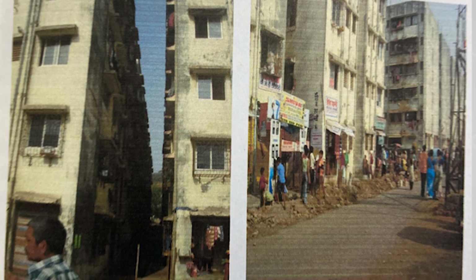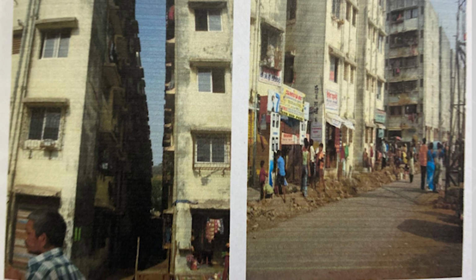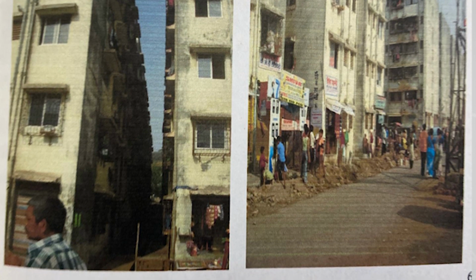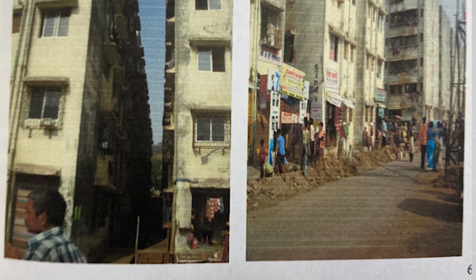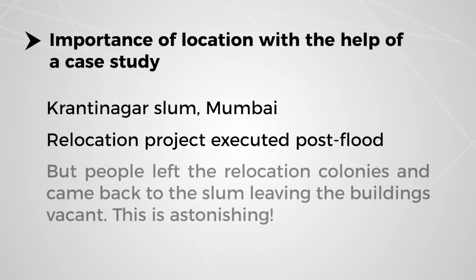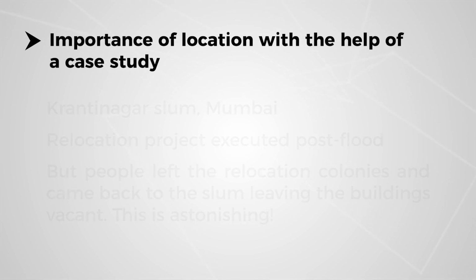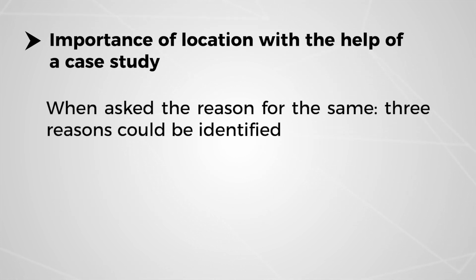This plan aimed at providing safe housing in a congested city like Mumbai, saving thousands of people from ill effects of a disaster. But people left the relocation colonies and came back to the slum, leaving the buildings vacant. This is highly surprising and astonishing. When asked the reason for the same, 3 reasons could be identified.